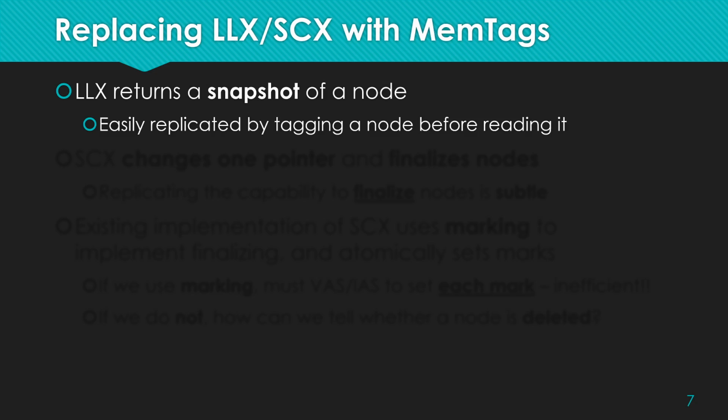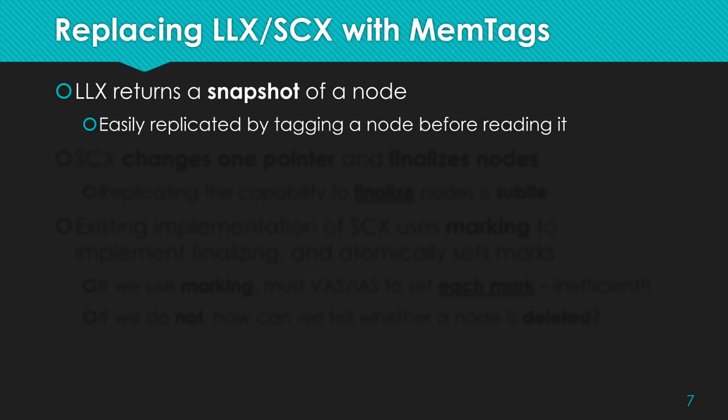So how do we take that implementation and replace its usage of LLX and SCX with MemTags? Well, we sort of have to emulate the behavior of LLX and SCX. Emulating the behavior of LLX is not particularly hard. It returns a snapshot of a node. We can fairly easily replicate that with tagging, because if we tag a node before we read it and then validate it after we read its contents, the validation will succeed only if that node hasn't changed since we tagged it, i.e. if all of the values we read from the node represent an atomic snapshot of the contents of that node.